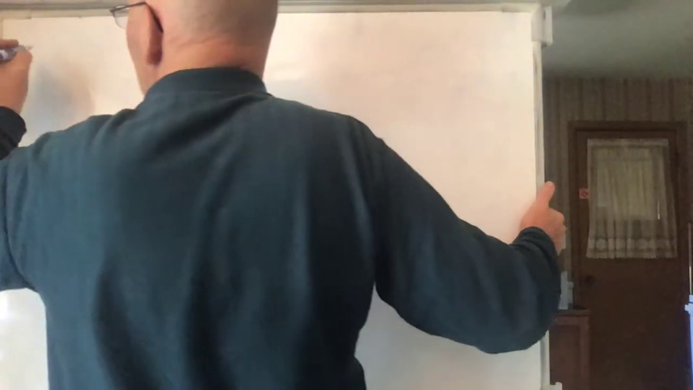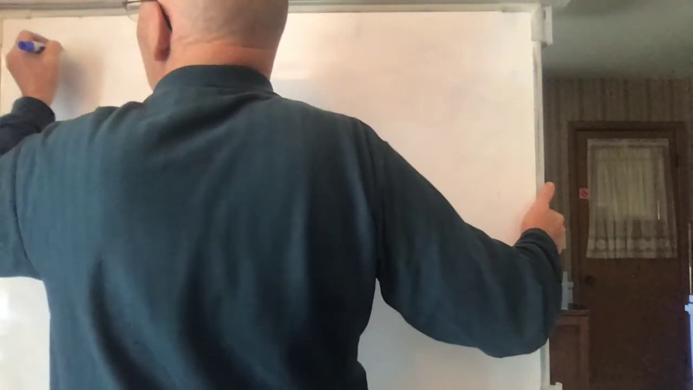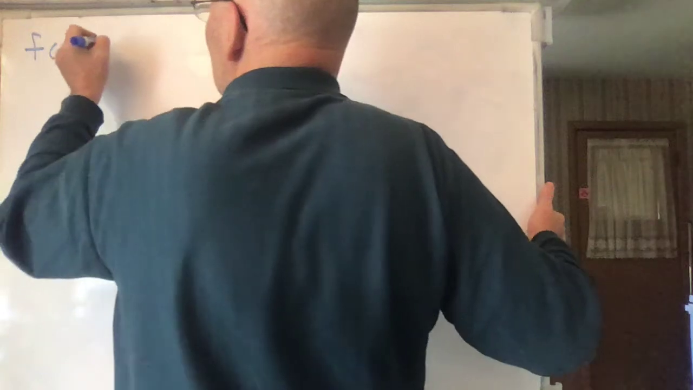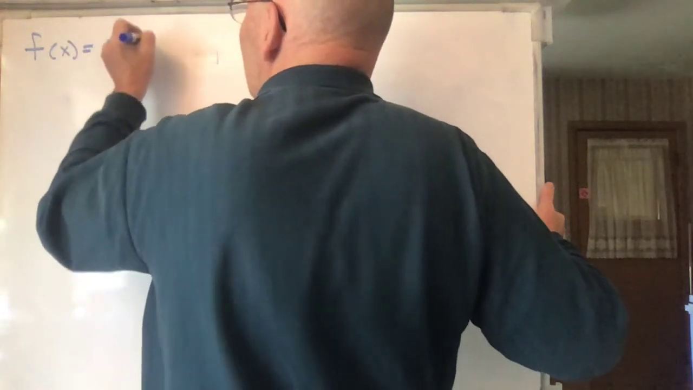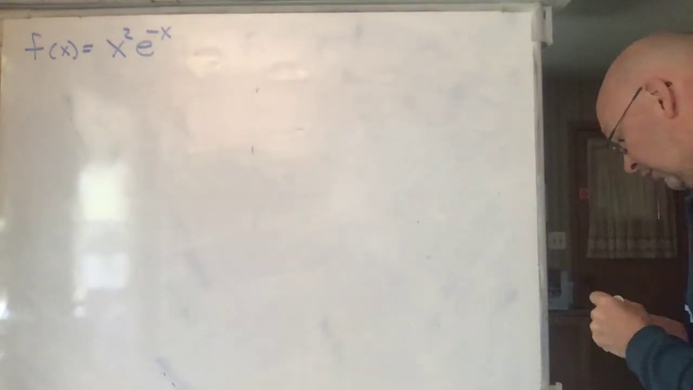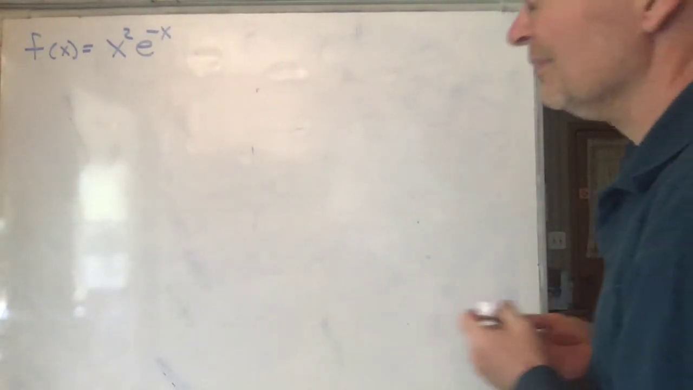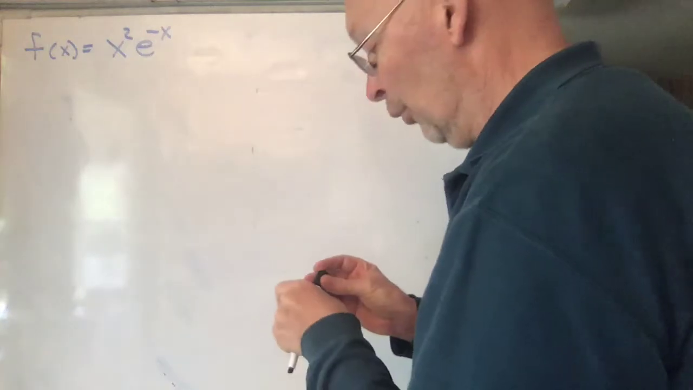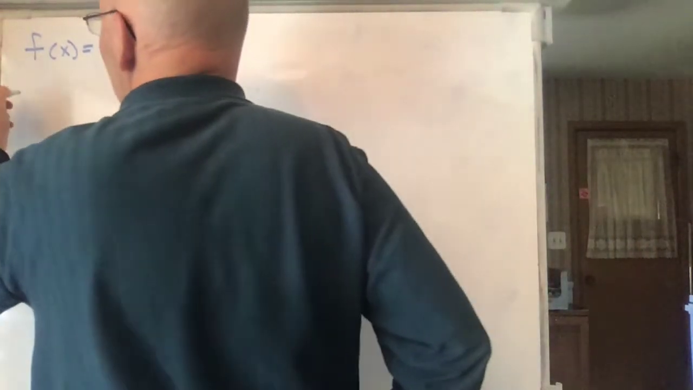And we've done one similar to this, but let's look at this one. f of x is equal to x squared e to the negative x. Just another nice graphing problem. I'm going to go to a black marker here, and let's go through the steps of it. This is a nice one.